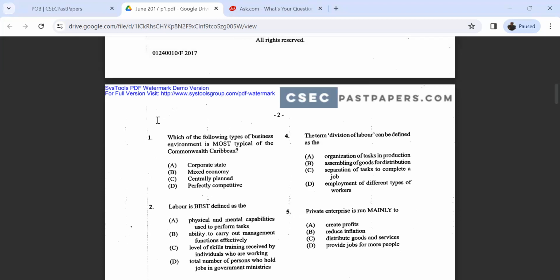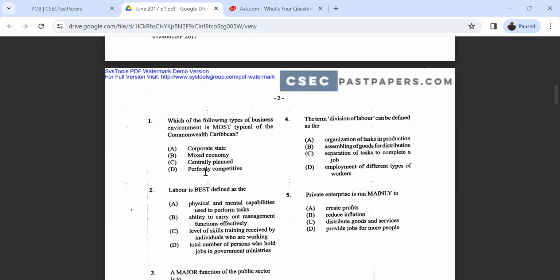Number 1. Which of the following types of business environments is most typical of the Commonwealth Caribbean? We live in the Commonwealth Caribbean. What you think the answer is? So B, a mixed economy. Right here in Trinidad, we have private companies and we have public companies because we live in a mixed economic system.